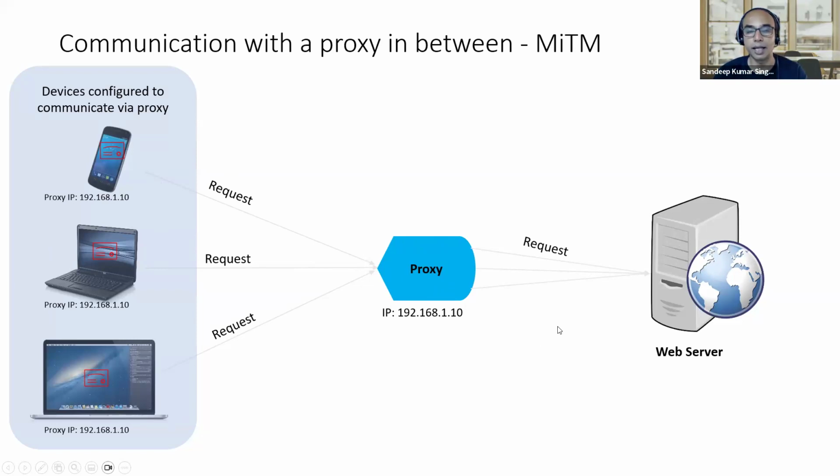So TLS is not broken in a way, because there is the first set of TLS communication between the device and the proxy, and the second one between the proxy and the web server, right? So I hope this concept is clear, and that's why it is said that if you hand over your mobile or your laptop to some attacker and ask them to fix some issue, if they have malicious intent, what he or she can potentially do is route all your device traffic through a proxy that they are controlling, and install a certificate on your device, right?